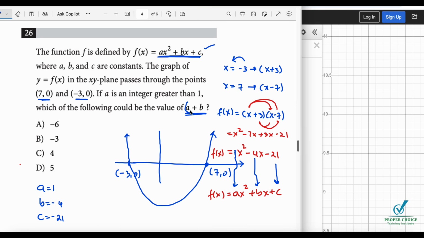The question is asking you what is the value of a plus b. Simply you're going to do a plus b as 1 plus negative 4, that is negative 3. So the answer to this is going to be negative 3, which is option B. So that's how you convert a factored form to a standard form, predict the constants, and add, multiply, whatever they ask you to do further.